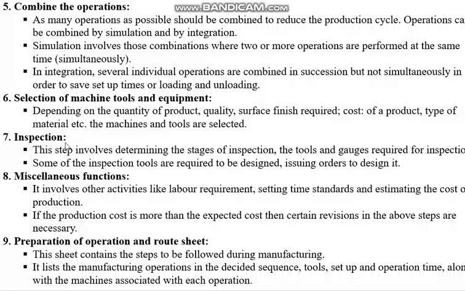Then the seventh step is inspection. This step involves determining the stages of inspection, the tools that we are going to use, and the gauges that are required for this inspection, and at what stages you have to do it. Stages of inspection means, if from the raw material to the finished good it is passing through 7 machines, at what stages the dimensions should be inspected, which tools we are going to use, and which gauges. All those things you have to determine.